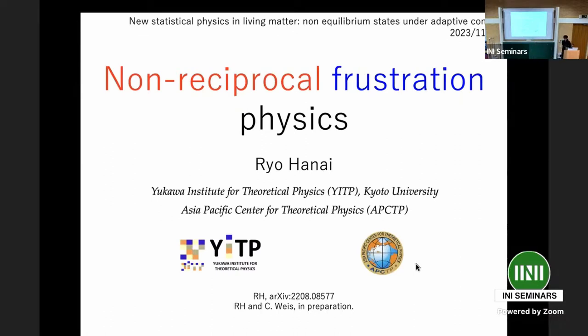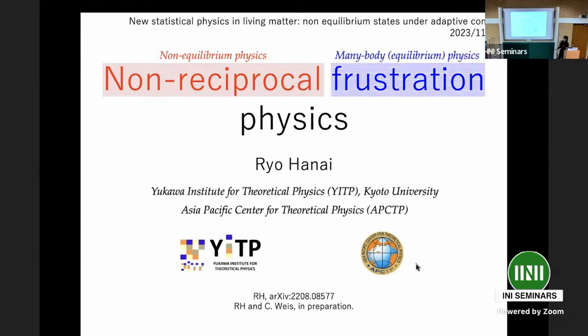Okay, yeah. Thanks for the kind introduction. Today I would like to introduce what I think is a new concept that I decided to build: non-reciprocal frustration. I would like to argue and hopefully convince you that non-reciprocal interactions, a concept that you can only define in non-equilibrium setups, have a direct analogy to a geometrically frustrated system, which in many cases is considered in the context of equilibrium many-body physics.